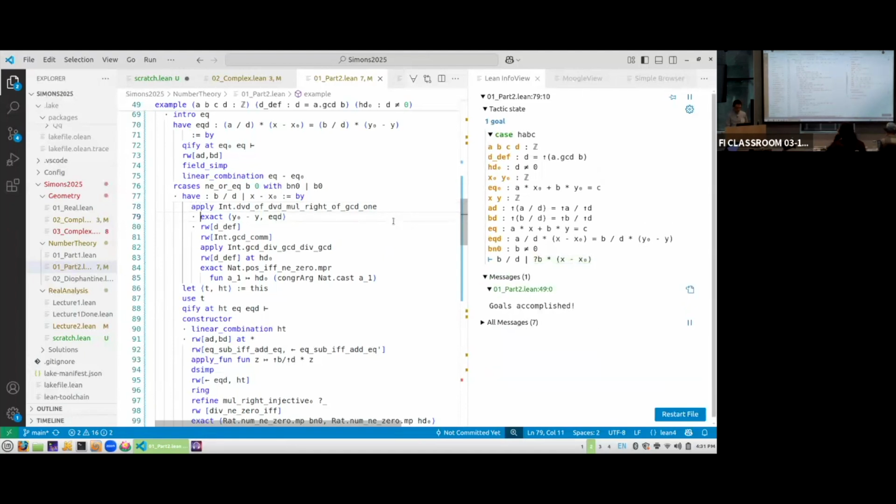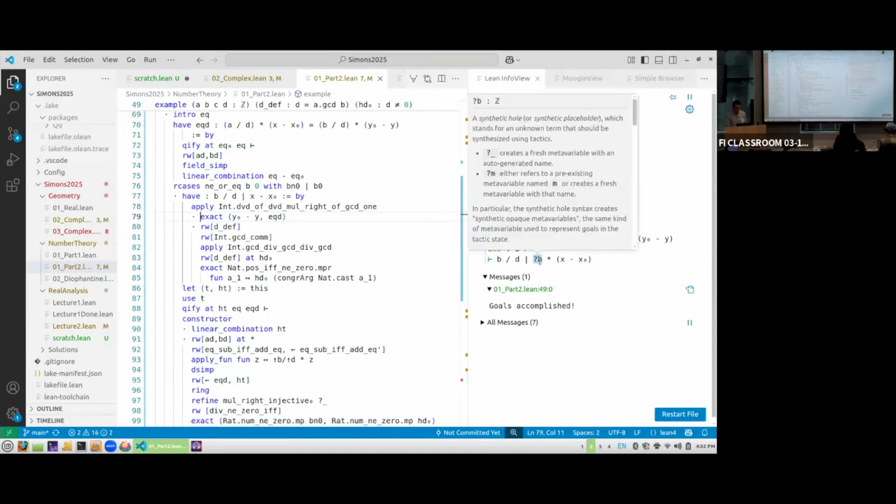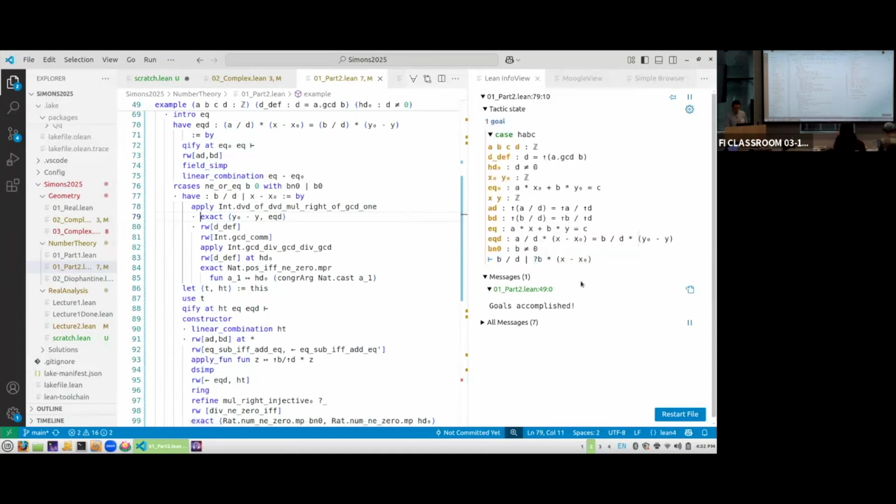And then exact, so let's see, what's the goal here? So we've got to fill in this meta variable. So we want to know why does it divide. The divisibility is the proof with two things. One is how many times does it divide, and that's y naught minus y. And the second is why does that product match, and that's EQD. Yep. And then the remaining goal is the coprimality.